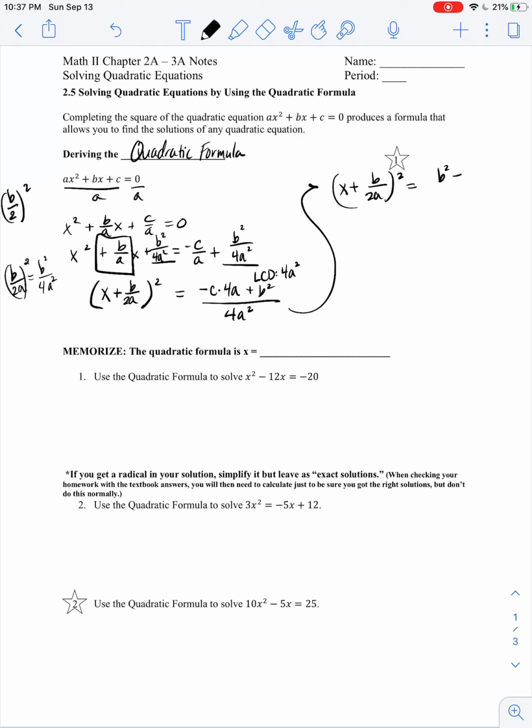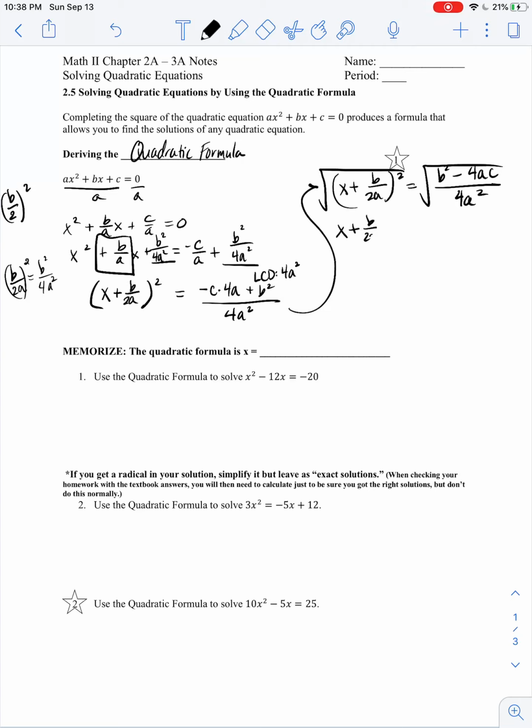This is b squared minus, so I'm putting the b squared term first, and then minus 4ac. I'm just putting them in alphabetical order, and that's all over 4a squared. So from here, just like with completing the square in yesterday's lesson, we're now going to take the square root of both sides.